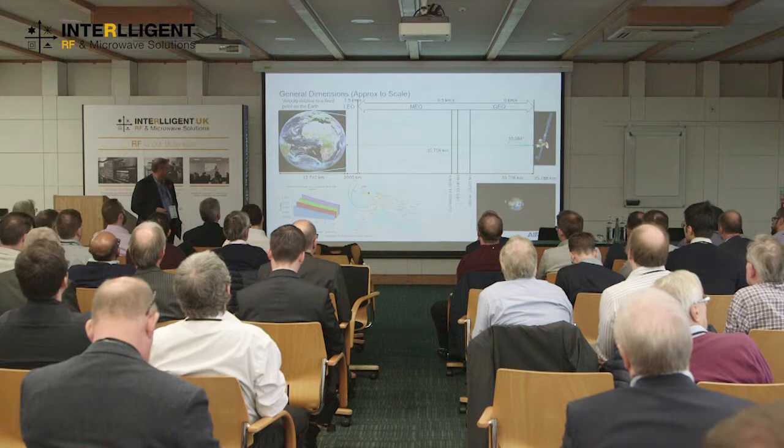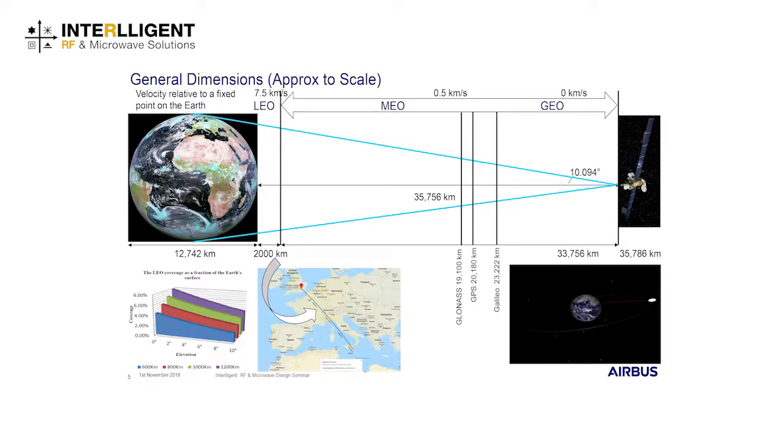People often get a little bit confused about dimensions. I thought it was useful to give some idea of sizes and things we're talking about. So low Earth orbiting satellites are all basically in an altitude of around 2,000 kilometres, which at the bottom there is essentially from here to Sicily. So they're orbiting in a region from here to Sicily. And they're going overhead at something like 7.5 kilometres a second.